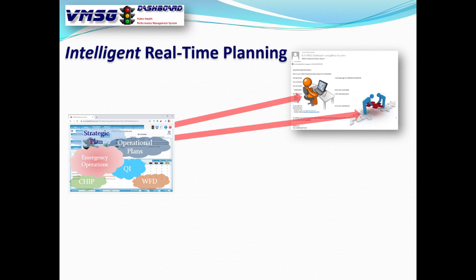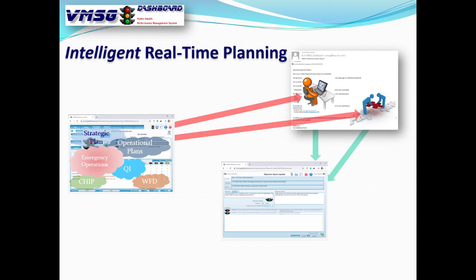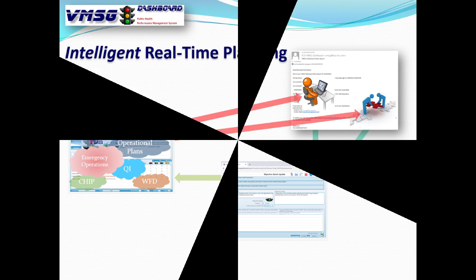In the email is a link that they can click on. It'll allow them to get right into the quick update system where they can update all of their activities and objectives. And when they're done, they just log out. The entire process averages about 3 to 5 minutes per person per month. So it's a very, very efficient way to collect the information here.